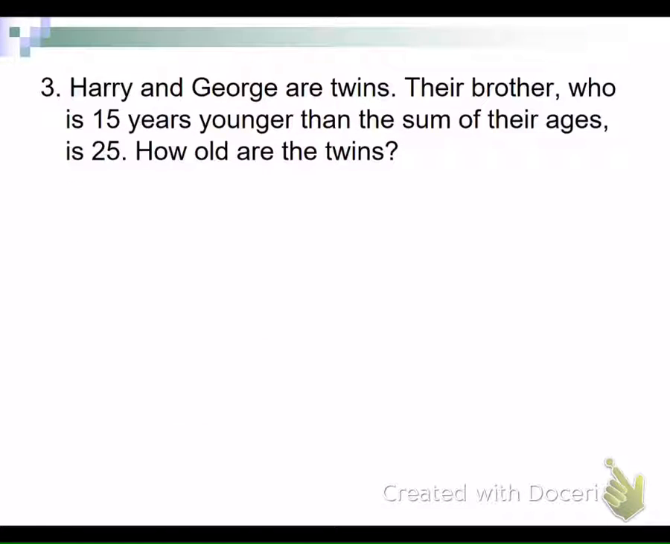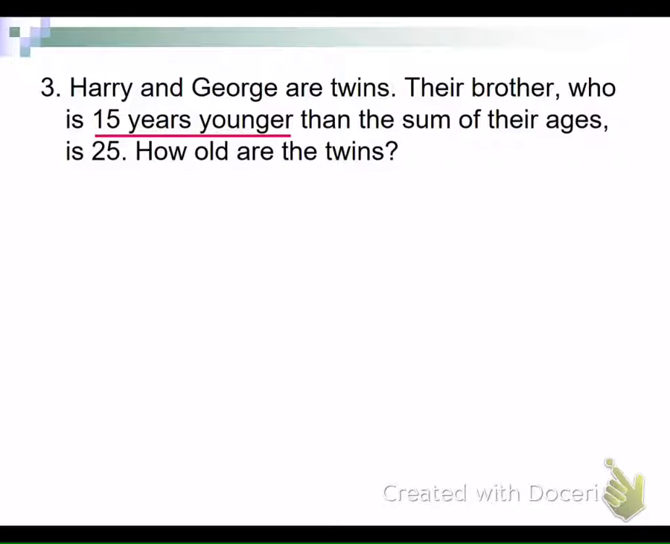All right, number 3. Harry and George are twins. Their brother, who is 15 years younger than the sum of their ages, is 25. How old are the twins? Now, the good thing is we're talking about 2 boys, but they're twins, so what do we know about their age? It's going to be the same, all right?